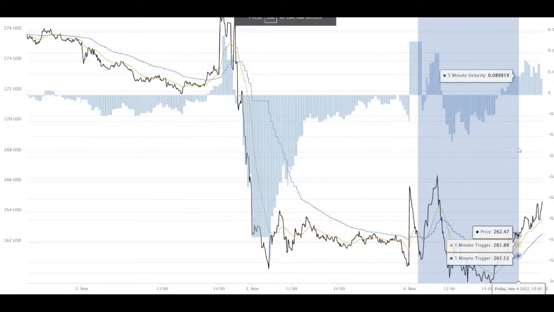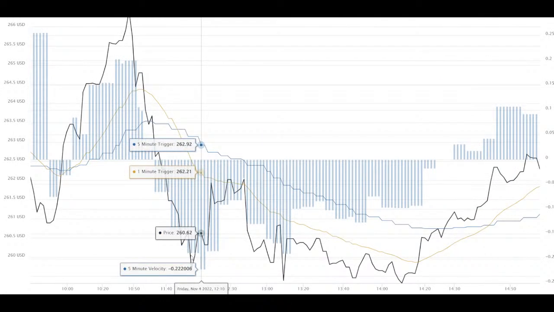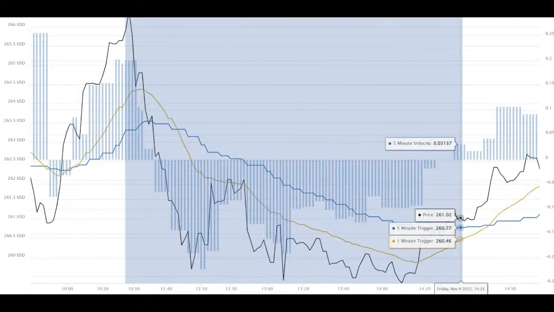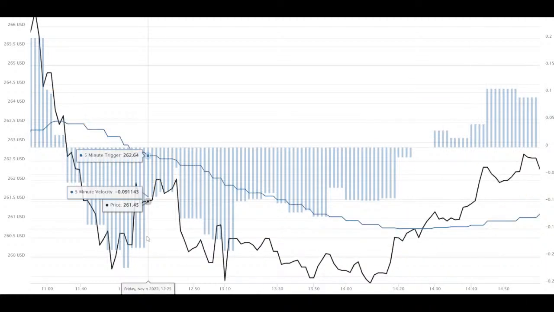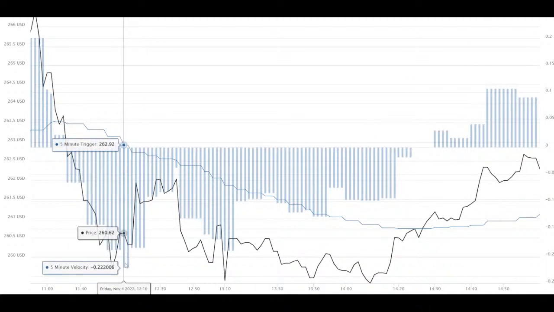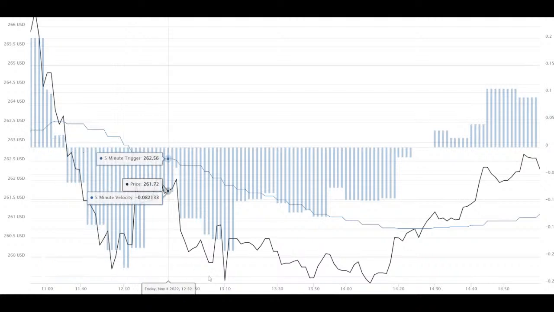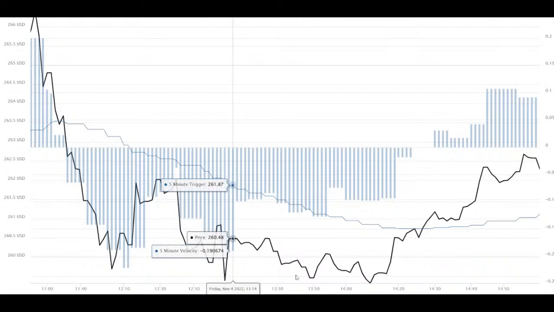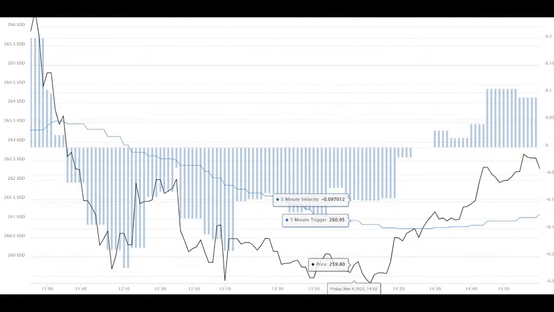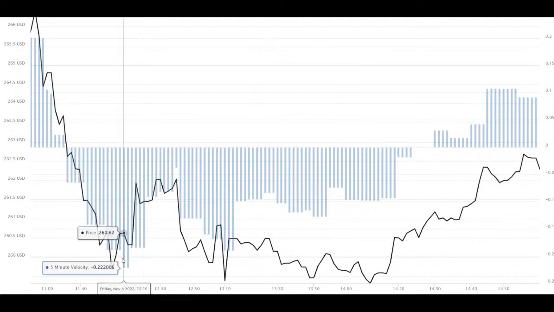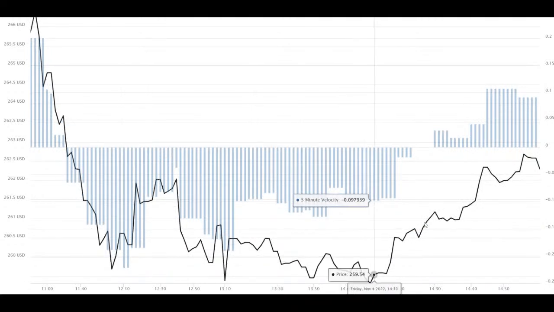So let's take a look at this. Here, let me do one more zoom. Okay, let's remove this. So look at here. Here's your most extreme print to the downside, and the negative 5 minute velocity is negative 22 cents. Price makes 1 new low, and then another low, and then on the third low, 3 bullish divergences, because velocity never made a new low from here. That signals your reversal to at least the 5 minute trigger.